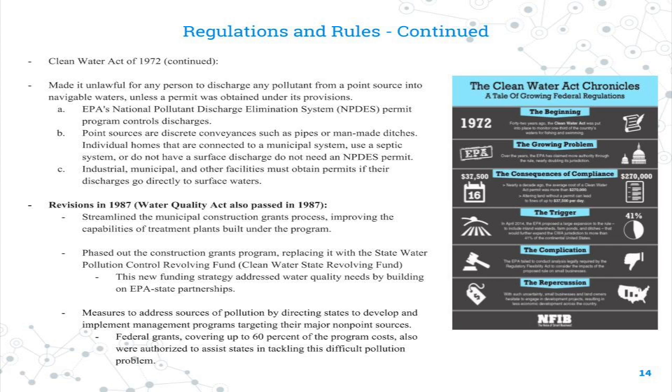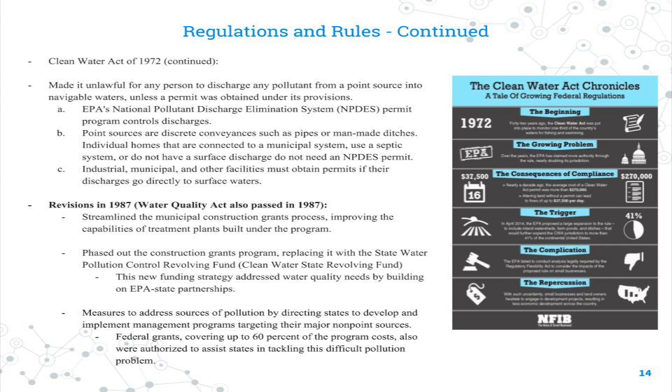Individual homes that are connected to a municipal system such as a septic system, or do not have a surface discharge, do not need a permit. However, industrial, municipal, and other facilities must obtain permits if their discharges go directly to surface waters.